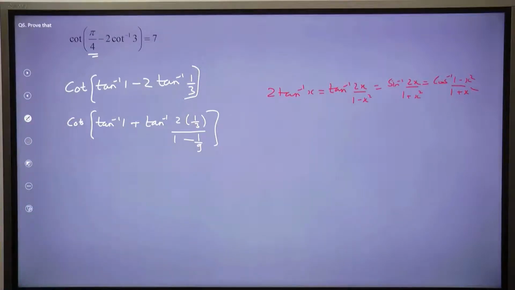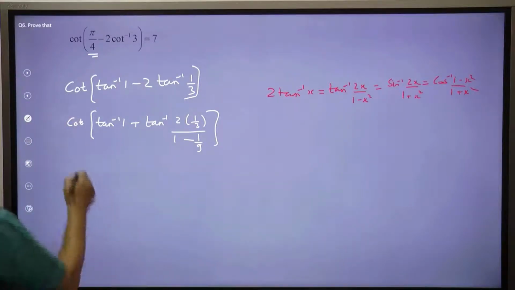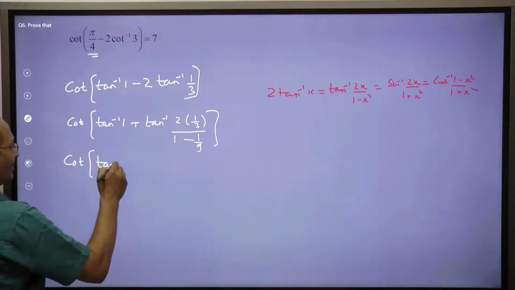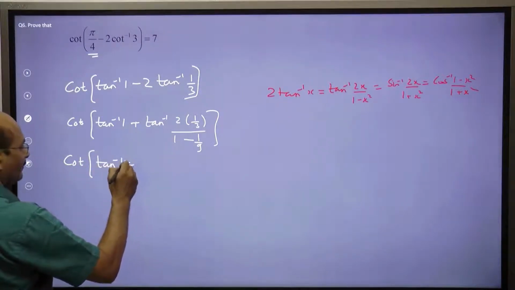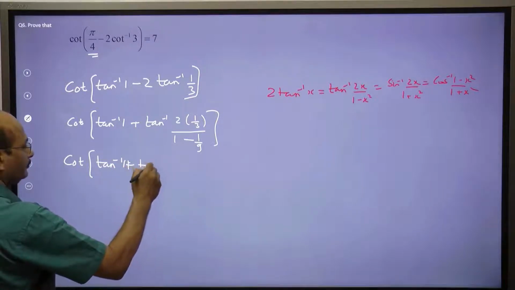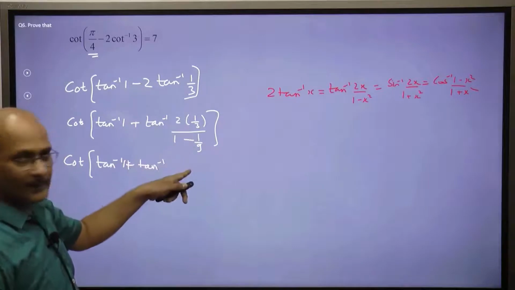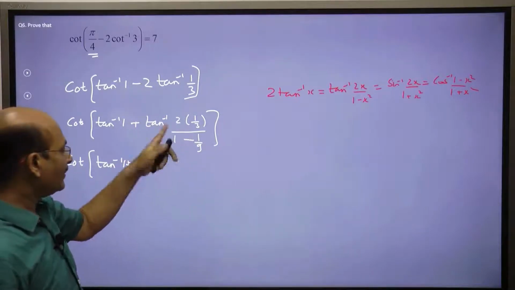Right? The step doesn't work. If you have a calculator, you can quickly do it. So I will go ahead with this. I'll keep this cot as it is. I'll just simplify the inner portion first. Tan inverse 1 plus tan inverse, now what happens? Let us see. 2 by 3, 8 by 9. So 3 by 4.